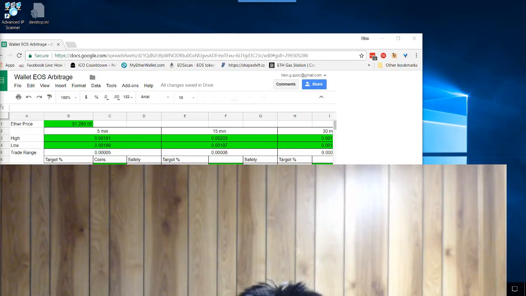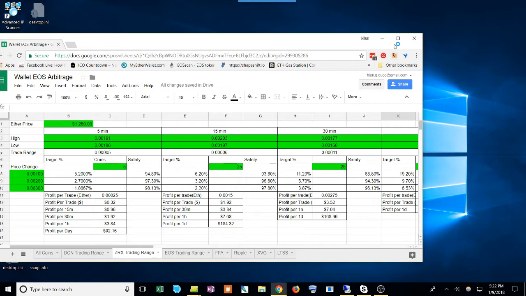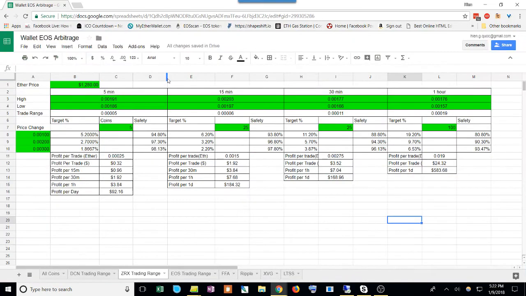I'm gonna first show you my screen, and I'm gonna move this aside. There it is. This is the spreadsheet I use to determine the ranges of how high it's trading on the 5-minute, 15-minute, 30-minute, and 1 hour mark. I'm going to pull up the charts as I do this and fill this out.